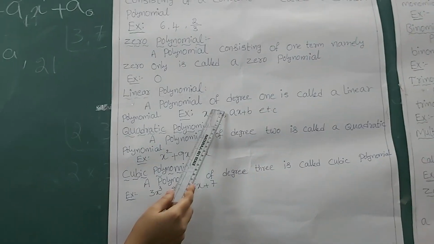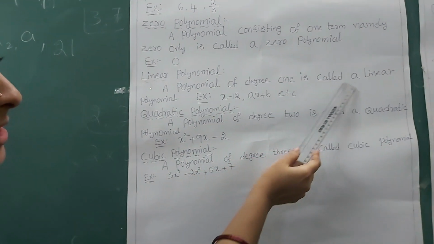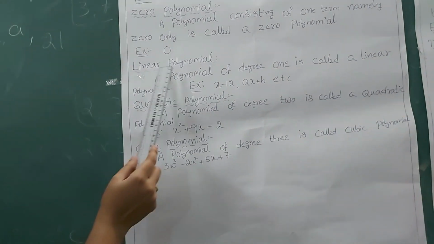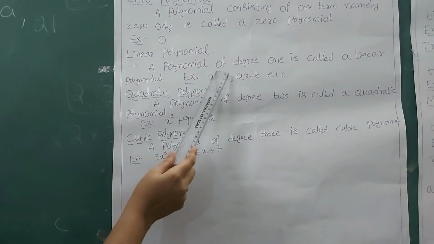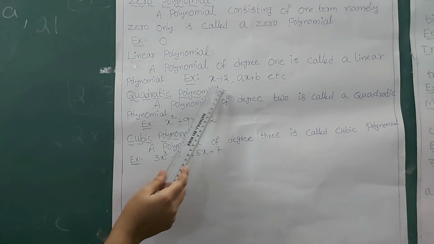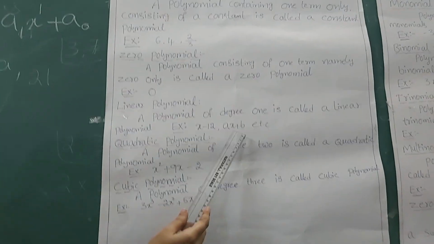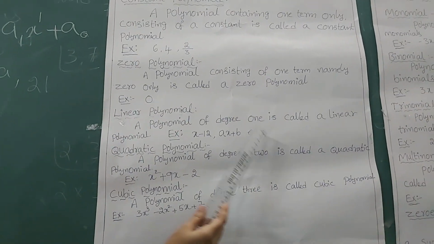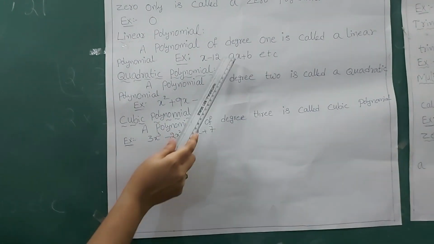Linear polynomial. A polynomial of degree 1 is called a linear polynomial. For example, x minus 12, ax plus b, etc.